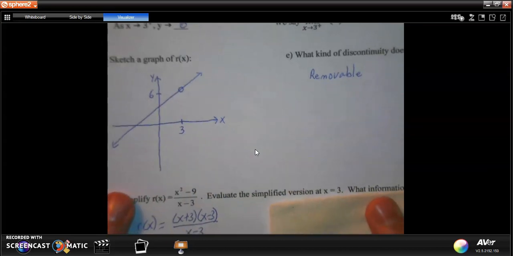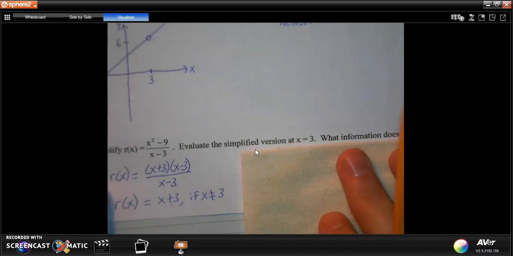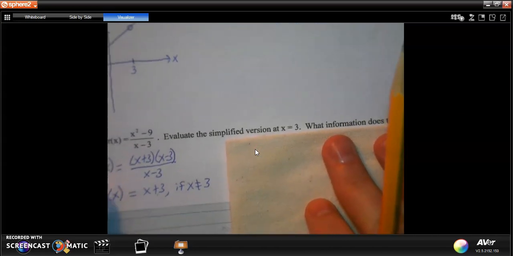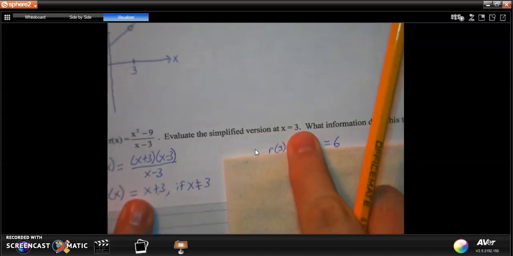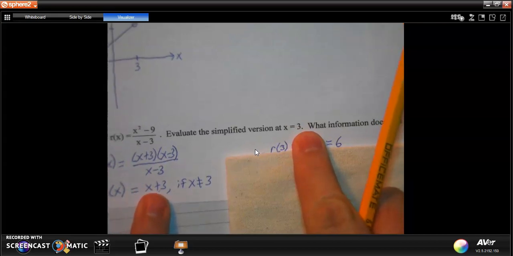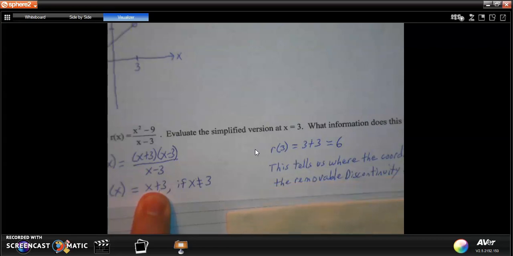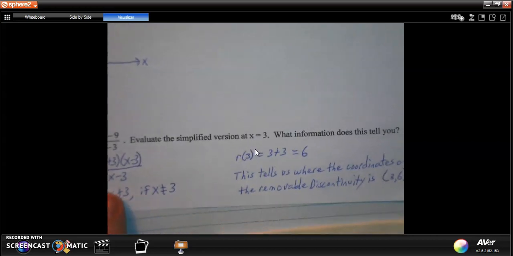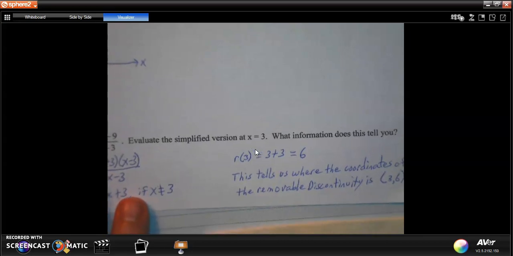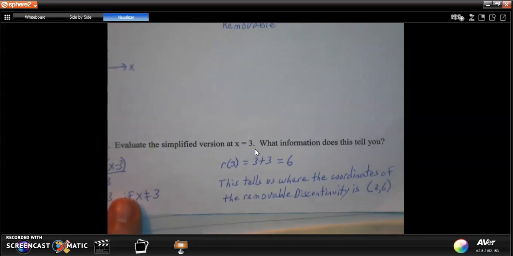And the way you find that goes back to the last part of the question here, is that when you put your x equals 3 into your simplified version, x plus 3, so 3 plus 3 gives you 6. We could not put it in the rational function, but when we put it in the simplified version of that function, we get r of x equals 6, or your function equals 6. So what that tells you are the coordinates of the removable discontinuity is at the point 3, 6.